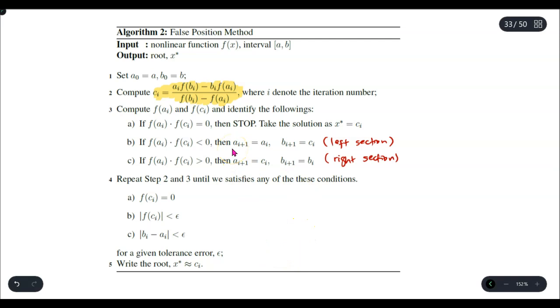We repeat the process, steps 2 and 3, until we satisfy any of these stopping conditions, or we need to follow what has been specified in the question. That is, f(c) equals 0, or the absolute value of f(c) is less than the given epsilon, or the absolute value of b minus a is less than epsilon. And don't forget to write down our final answer, the root x star, to be approximated to the latest C that we have in our calculation.